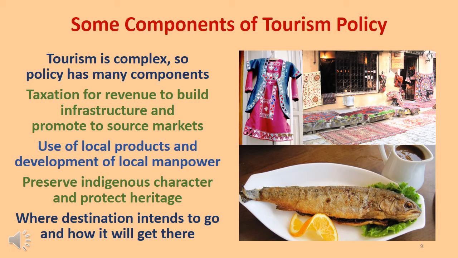Tourism is a complex industry, so its policy has many specific components. Some examples are tourism taxation required to generate government revenue to help build necessary infrastructure and promote the destination to its source markets. Policies that encourage the use of local products and the training and education of local manpower to maximize tourism's economic multiplier effect and minimize its leakage. And policies that preserve the indigenous character of the destination and ensure that its natural and cultural heritage is protected. Tourism policy also governs passports, visas, and other border controls that facilitate or impede tourism traffic. These and other components of tourism policy create a framework for tourism to develop and prosper within a destination by providing a clear idea of where it intends to go and what it intends to do to get there.